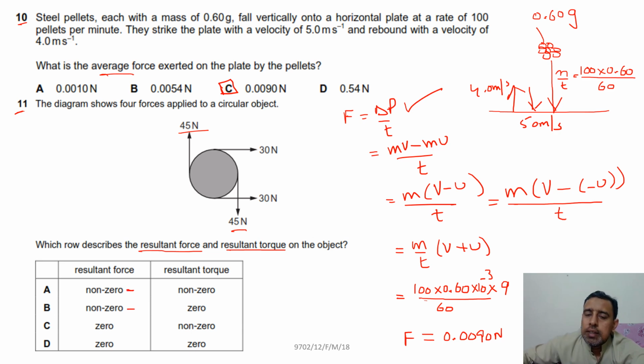Now, to get the resultant torque, if this is considered to be the center and the distance from the center is considered to be the moment arm, then this force will rotate in this way, this force will rotate in this way, meaning clockwise, but this force will rotate in this way. So we have three clockwise forces and one anti-clockwise force, and it's very clear by the magnitudes that the sum of clockwise is not equal to the sum of anti-clockwise, so the resultant torque is non-zero as well. That's why option A is correct.